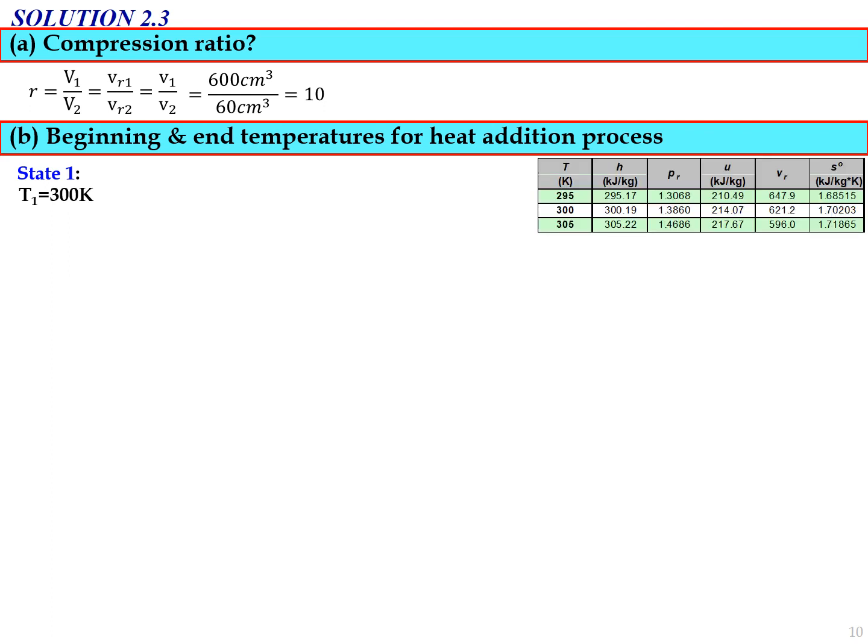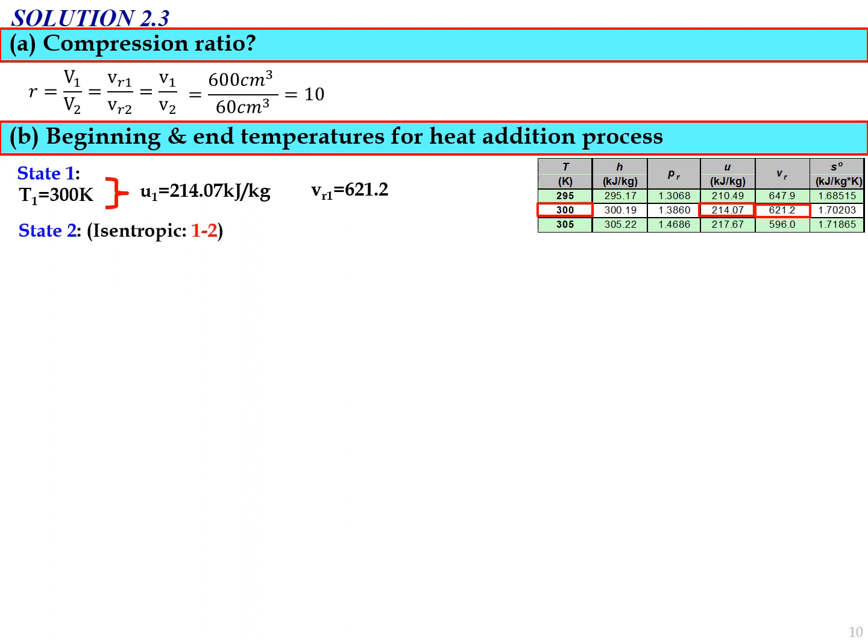From the temperature, we need to refer to the ideal gas properties of air table, because the question mentions the case where we need to consider variation of specific heat with temperature, which means we need to use the ideal gas properties of air table. So we cannot use the equations involving Cv and Cp. From the temperature, we can directly obtain the value of U1 equal to 214.07 kJ per kg, and also the value of Vr1 equal to 621.2.